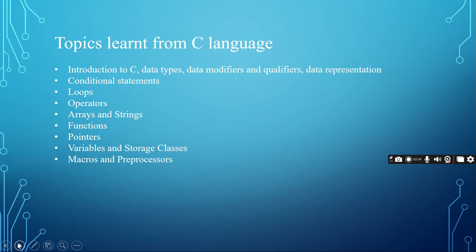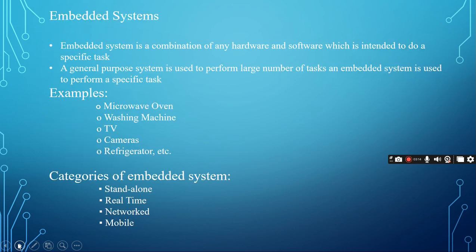Let us know about functions. Functions in C are the basic building blocks of a C program. A function is a set of statements enclosed within curly brackets that take inputs, do the computation, and provide the resultant output. You can call a function multiple times, thereby allowing reusability and modularity in C programming. And next, pointers. A pointer is defined as a derived data type that can store the address of other C variables or a memory location. The next topics are variables and storage classes, and macros and preprocessors, which we learned from the C language.